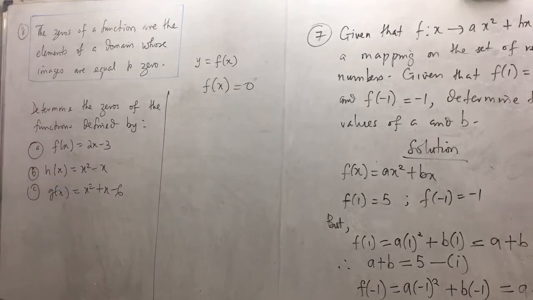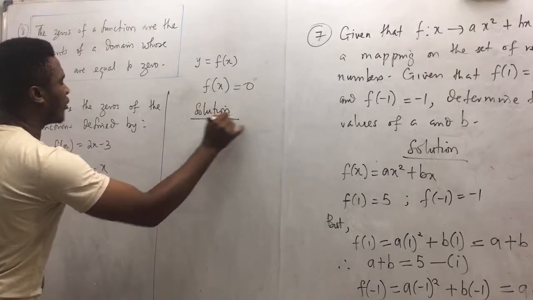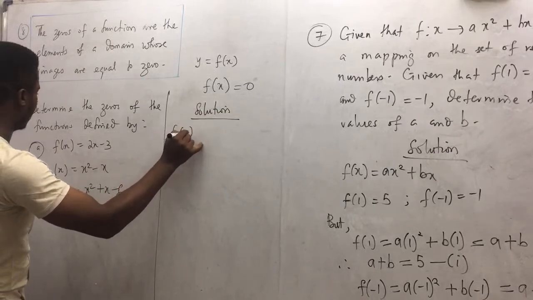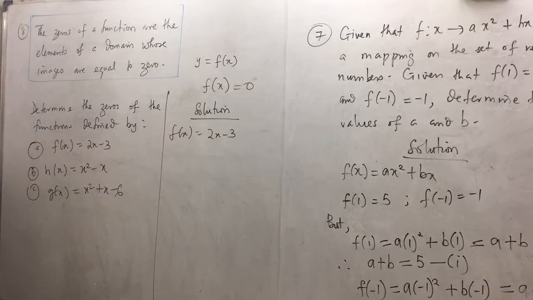To obtain the zeros of a function, all you have to do is equate that function to 0 and simplify, or find the value of x, the independent variable. The starting problem: if we are to obtain the zero of the function A, f of x equals 2x minus 3, how do you obtain the zero of this function?